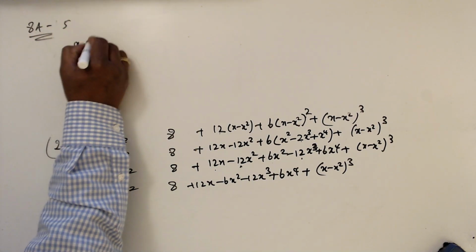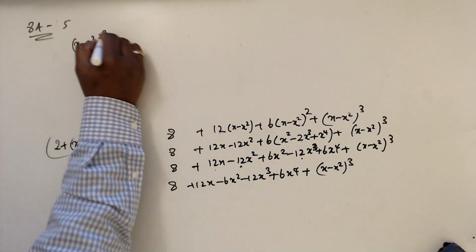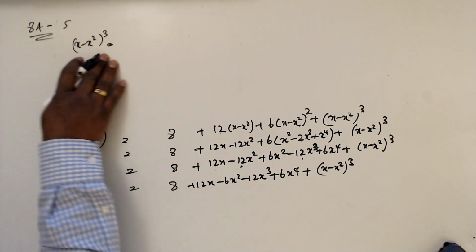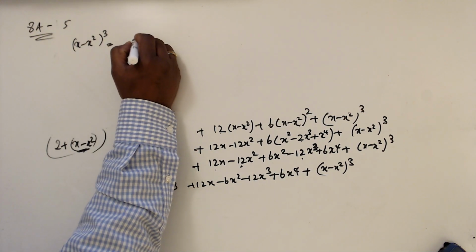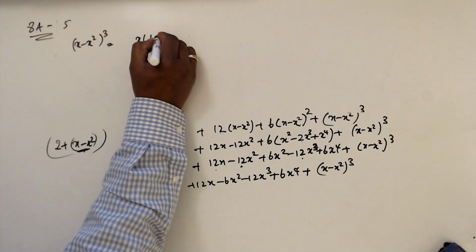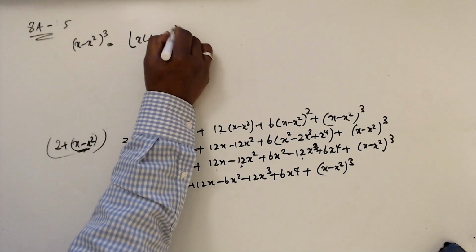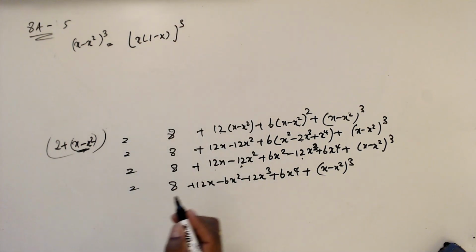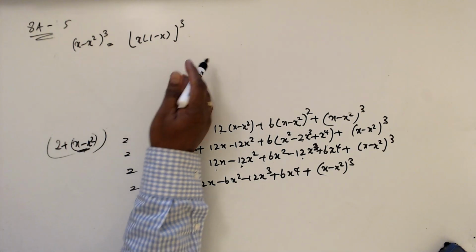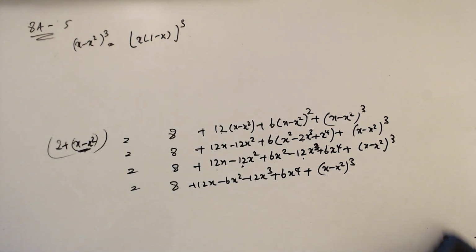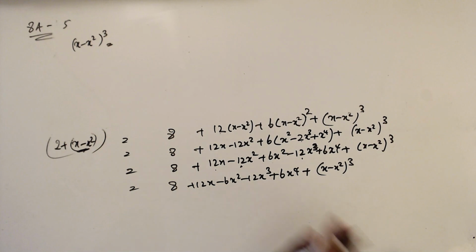Now, x minus x square cube. I want to expand this one with the binomial. I simplify a little bit: x times (1 minus x) cube. I just factorize inside and keep it as it is. See whether you can do it again.